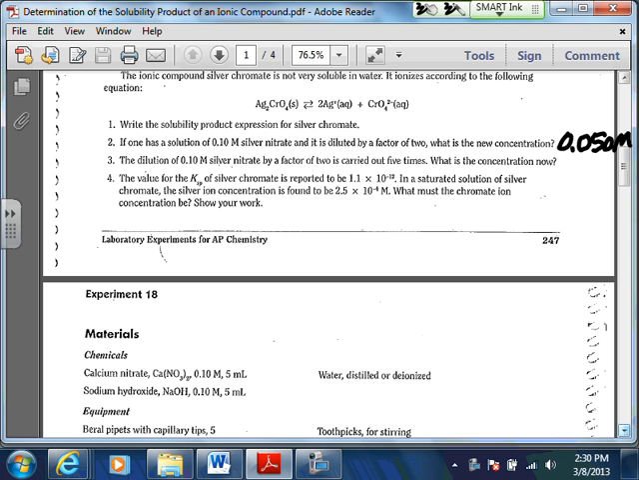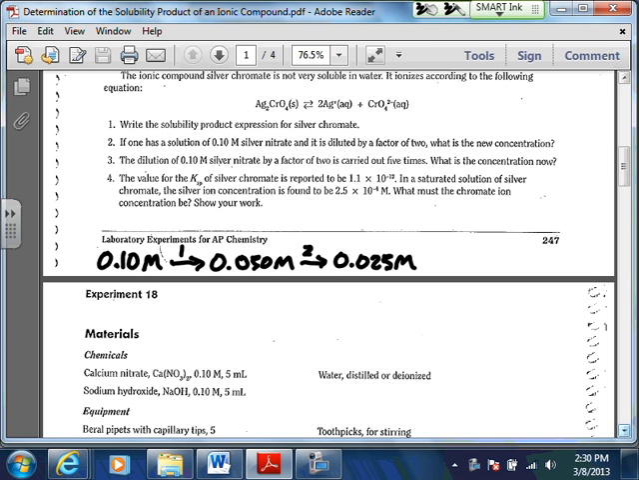The dilution by a factor of 2 is carried out 5 times. You can do this one of two ways. You can just think it out, or you can use math. After the first dilution, we've got 0.050 molar from the original 0.10 molar. Dilute it again, it's going to be 0.025 molar, and so on and so forth. You can do it that way and just keep halving it until you've done the dilution 5 times.